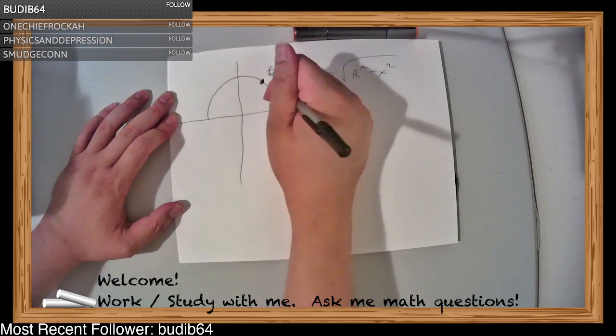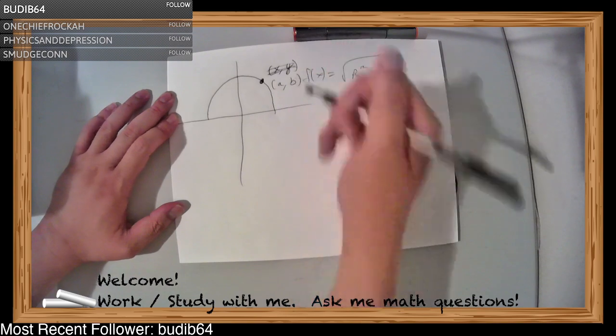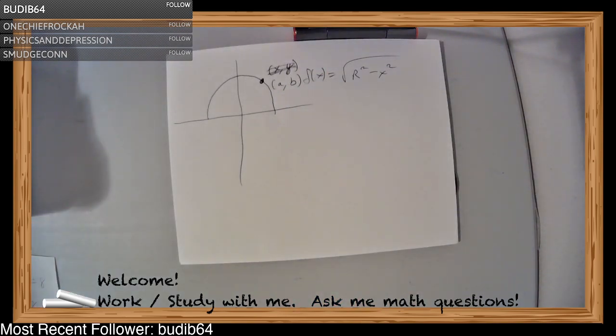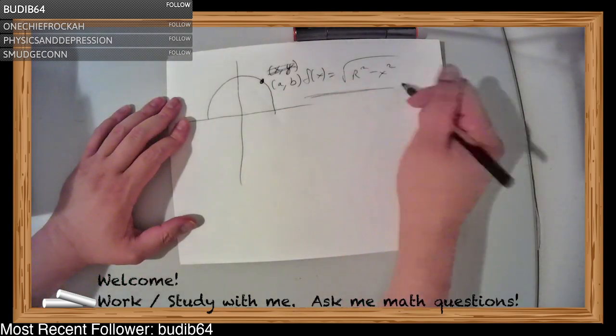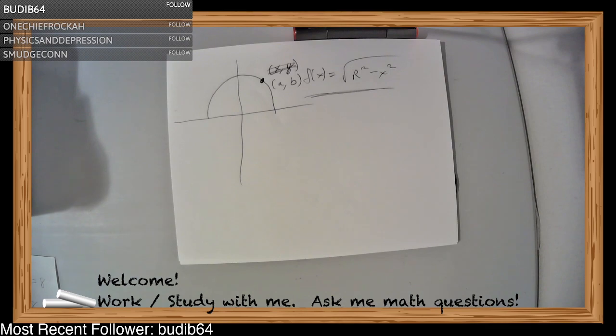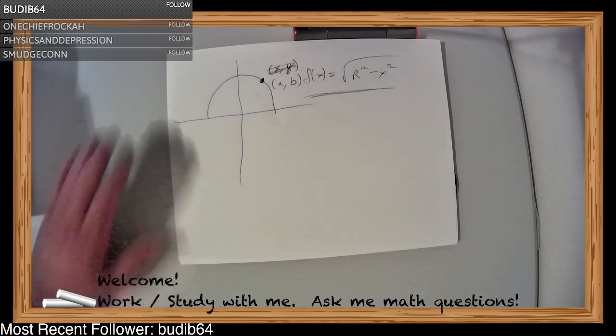Actually, let's label it differently. A comma b. All right. So this point's a comma b. I want to figure out what the slope of the tangent line is there. You might notice that we have here a semicircle, so we can cheat by using geometry.